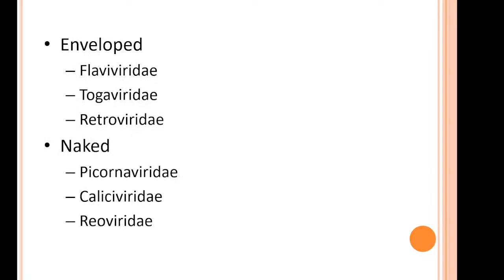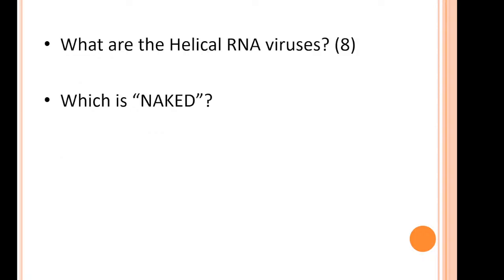Now, let's move on to the helical RNA viruses. Now, the helical RNA viruses are actually 8 viruses that we need to remember. And one of them is the naked one, the naked RNA virus. I think you guys can guess which one is the naked one. It's very common right now. We're actually suffering from the effects of this particular viral family.